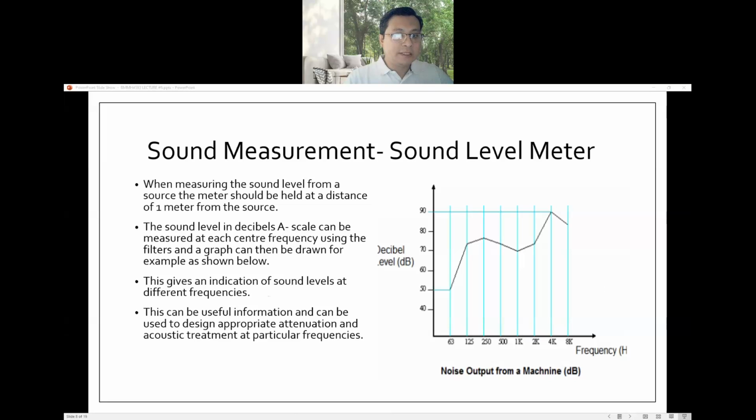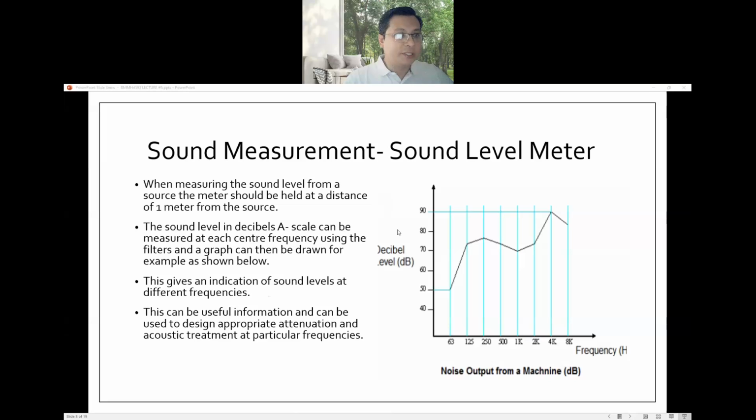Sound measurement, sound level meter. So mentioned here is the level within comparison, within the decibel dB within the frequency, so we can compare here. When measuring the sound level from the source, the meter should be held at a distance of 1 meter from the source. Okay, this is the procedure for the measurement.